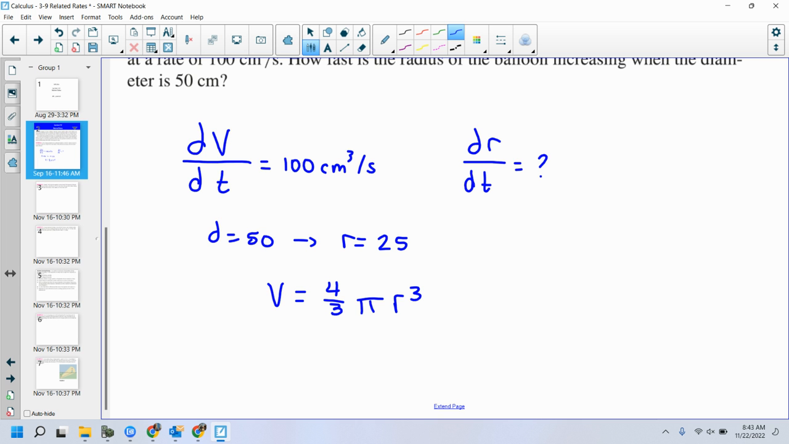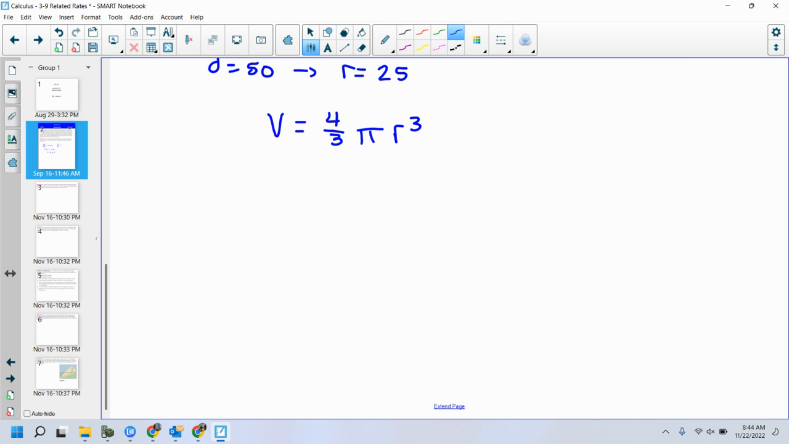Is anything acting on volume? Is any sort of function acting on volume? No, it's just volume, right? It's not like volume cubed or anything, like radius. Nothing's acting on volume. It's not like sine volume. So we can just take the derivative of volume by saying, okay, that's dV/dt, right? The derivative of volume is dV/dt.